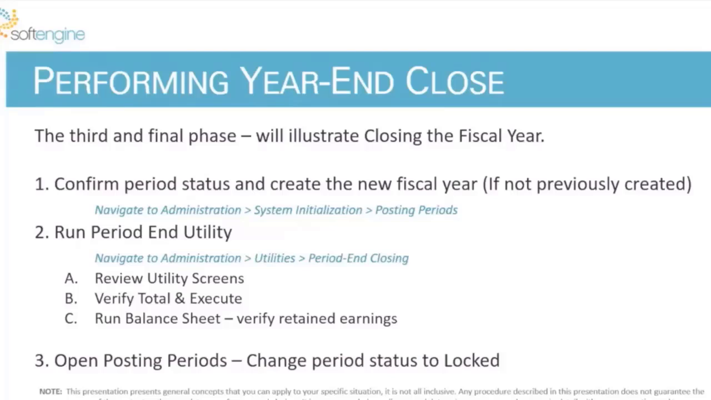As many of you probably already know, creating a new fiscal year is quick and easy in SAP. Next is running the period end utility, which is the function in SAP to roll the profit and loss totals to your balance sheet. And then we finish up with the year-end process by locking the posting periods. Let's jump into SAP and review how this is done.